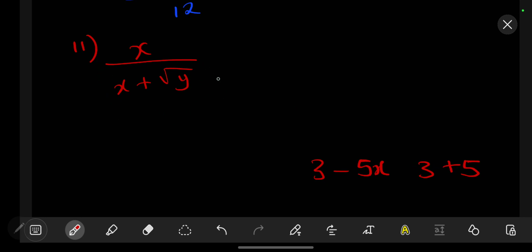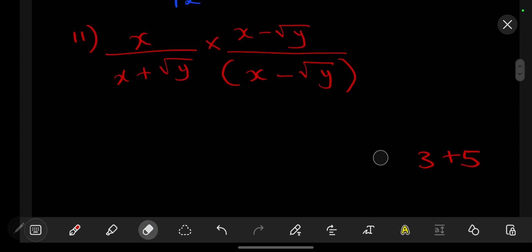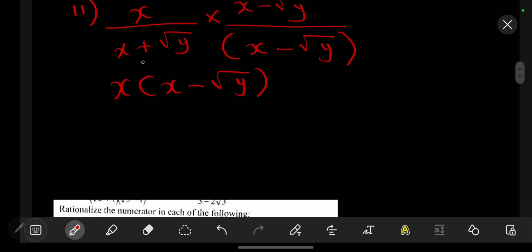So for this radical, the conjugate simply means the same set of numbers, but you just change the sign. So this is x minus the square root of y. Then on top, we are going to have still our x minus the square root of y. So this is our conjugate. This now times, this is the same as x multiplying everything. So we have x, open brackets, x minus the square root of y, over, now what does this mean?